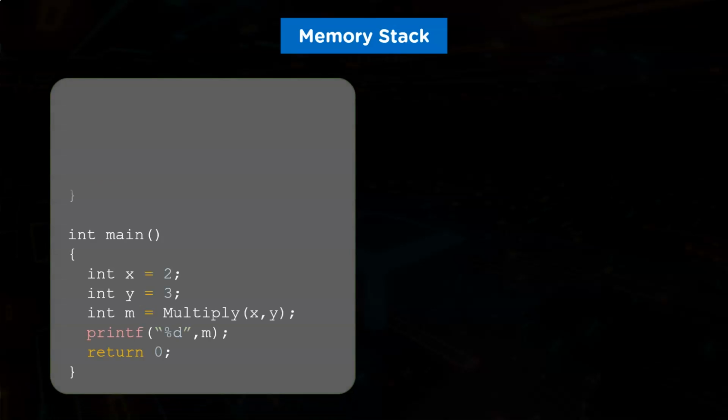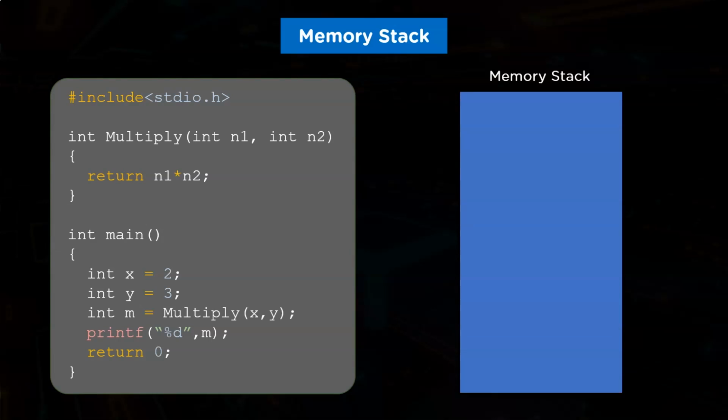To better understand this memory allocation using stack, let's take an example of a C program. In this simple C program, we have a function multiply that gives us the product of 2 numbers. And we have a main method in which we are just calling the multiply function to get the product of numbers x and y. So let us see what happens in the memory when this program executes.